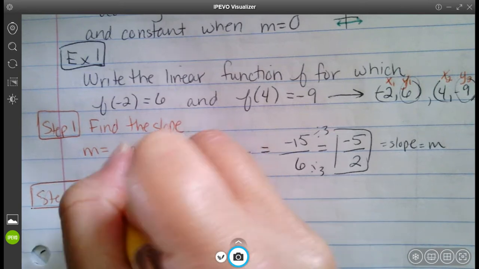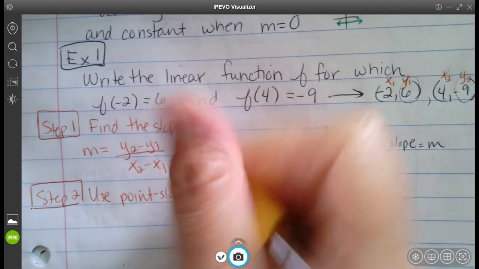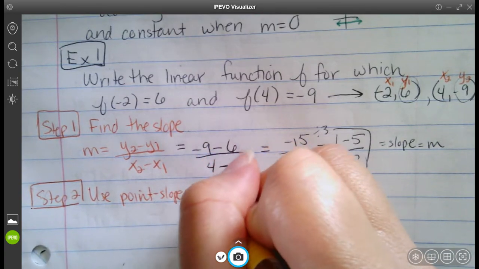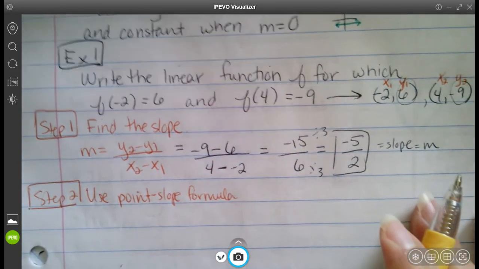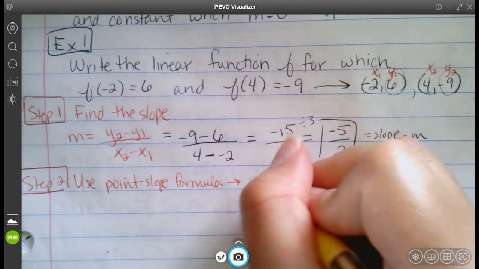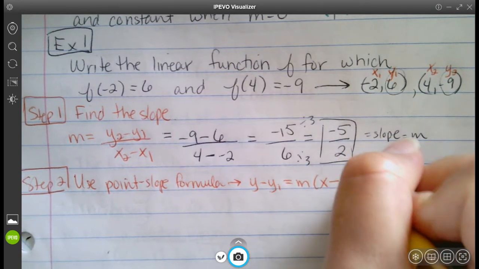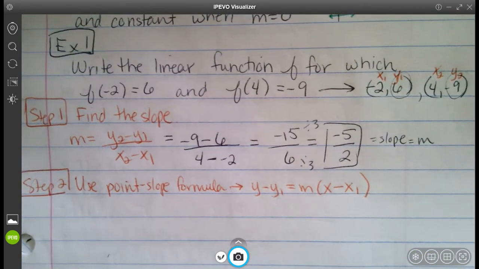Step 2 is to use the point slope formula, which we learned about last week. And if you don't remember it, that is perfectly fine. I'm going to write it down for you here. No worries. Okay, so there it is. It's y minus y1 is equal to m times x minus x1.